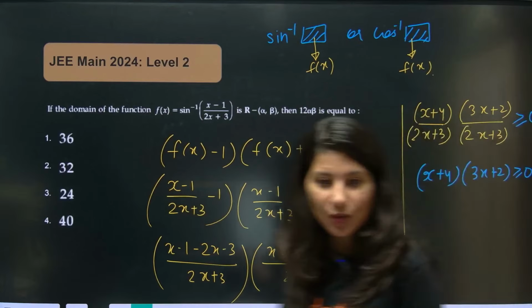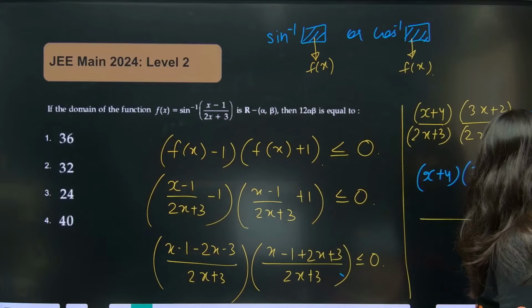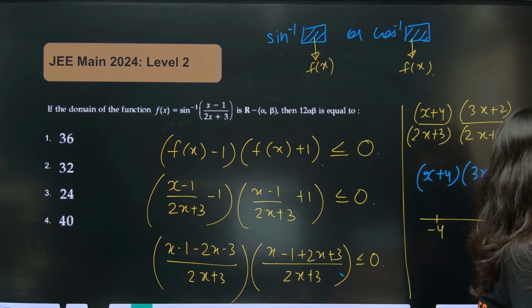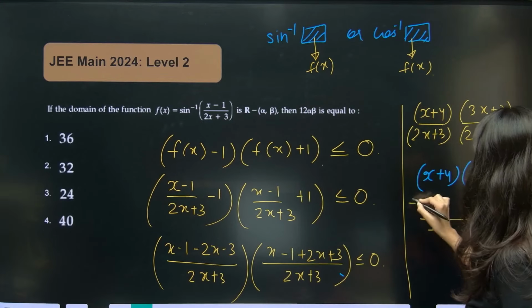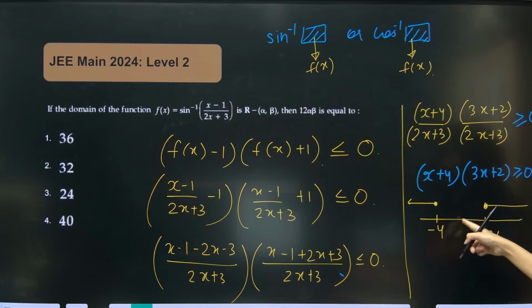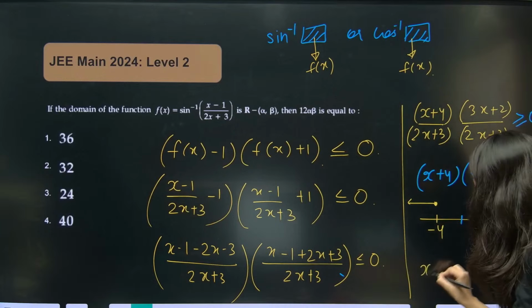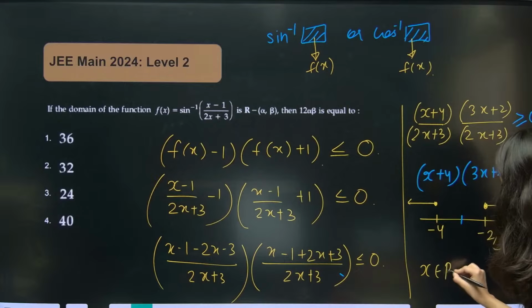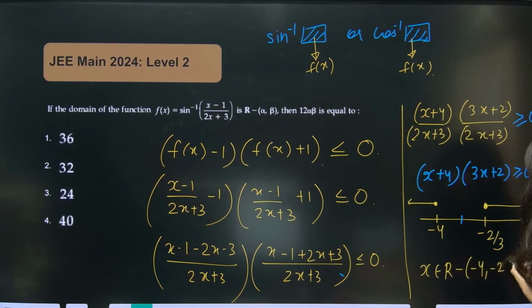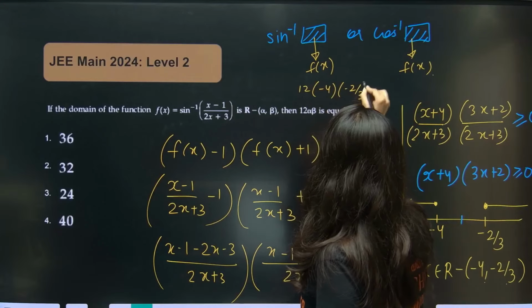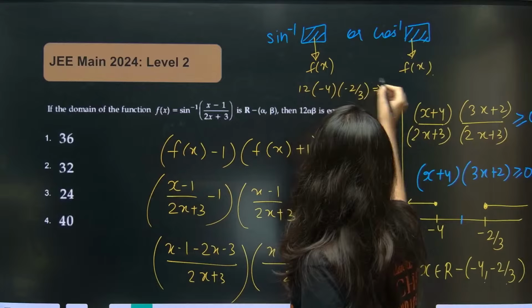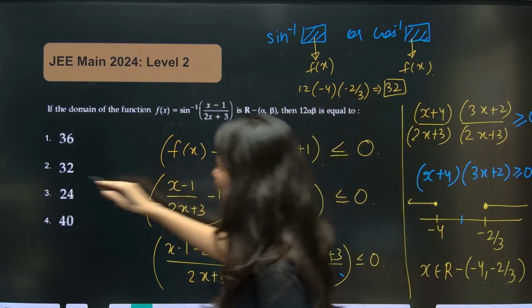The squared quantity I'm going to remove. Okay, so now what we are going to get is minus 4 and minus 2 by 3. So this is how it is. And 3 by 2, you don't have to write anyway. So minus 3 by 2 will lie over here, which anyway we are not taking. So x belongs to all real values except minus 4 to minus 2 by 3. So this is your alpha, this is your beta. Minus 4 times minus 2 by 3, 12 minus 4 minus 2 by 3. So this is what? 4. 4 4 is 16, 32. Easy now? Easy method?